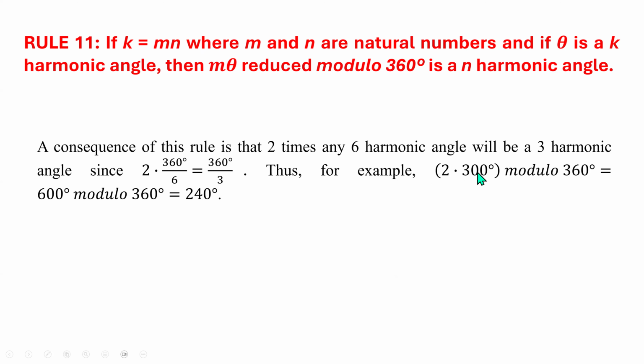Consequently, if I look at 2 times 300 degrees, that's 2 times a 6 harmonic angle. Evaluate that modulo 360 degrees. I get 600 degrees modulo 360 degrees. That reduces to 240 degrees, which is a 3 harmonic angle.